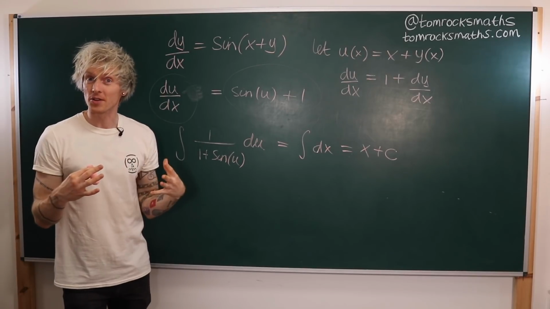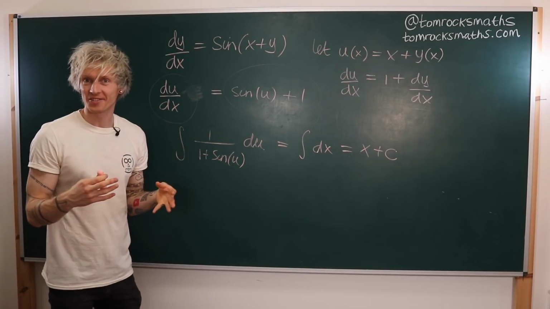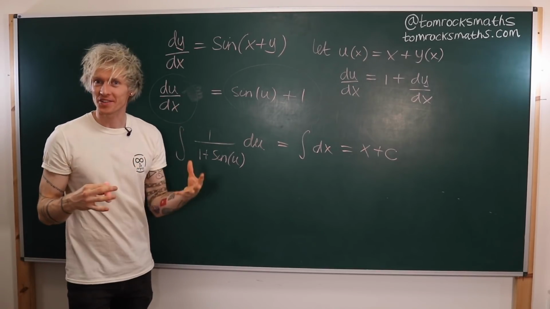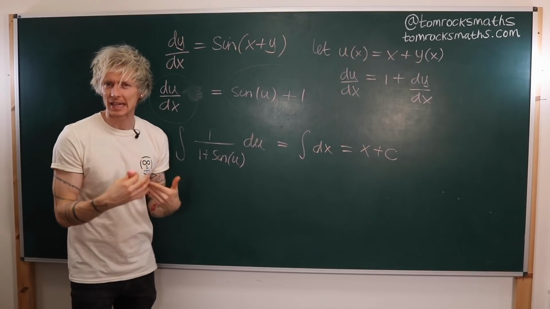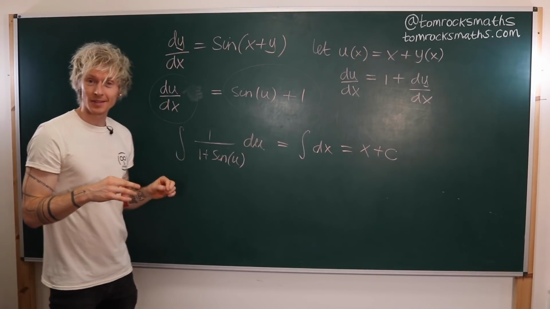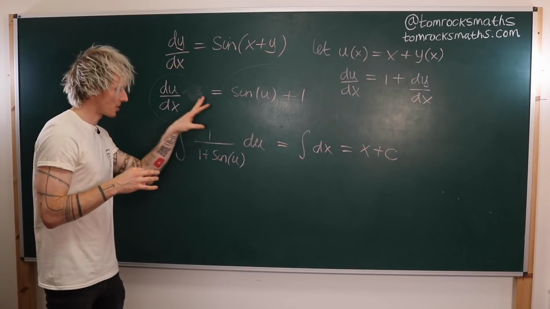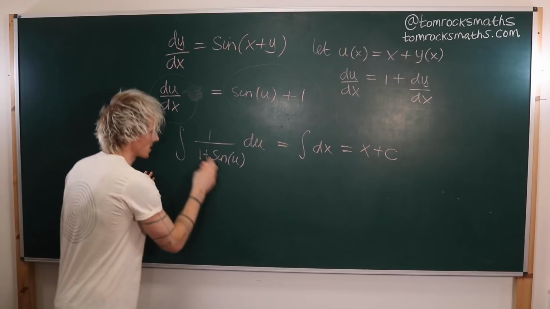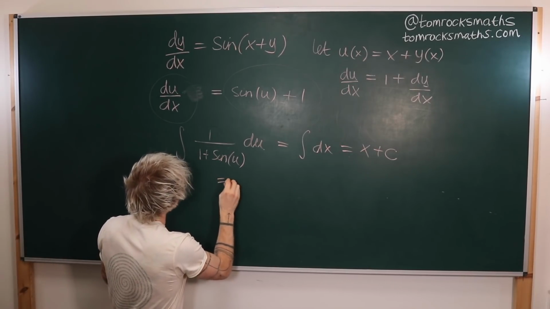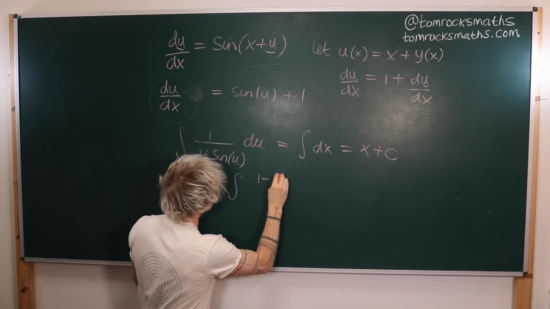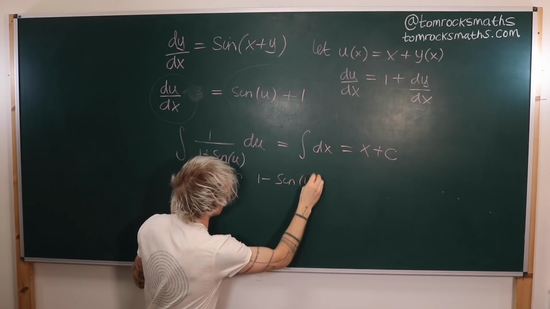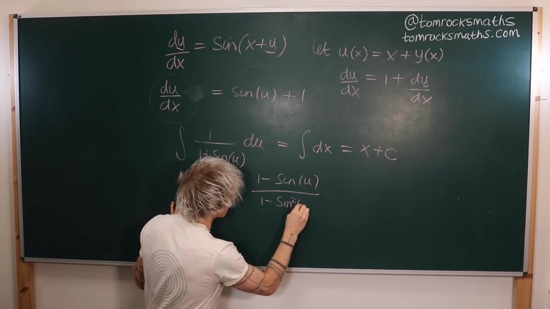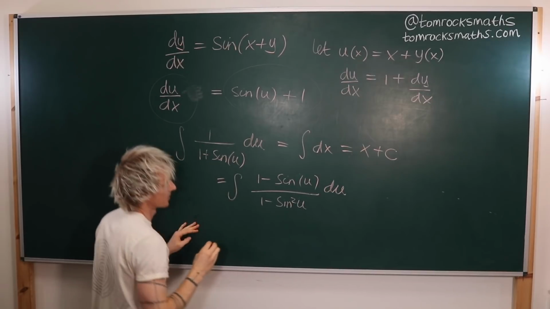Now the tricky part, of course, is doing this integral, because it's not immediately obvious how to integrate this function. And like before, we're going to have to think a little bit. So here, what we actually want to do is multiply the top and the bottom by 1 minus sine of u. So this is going to now become the integral of 1 minus sine of u, and then on the bottom I've got the difference of two squares, which gives me a 1 minus sine squared of u du.